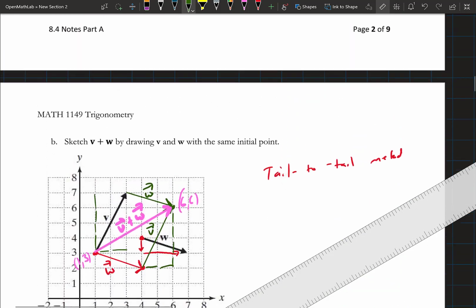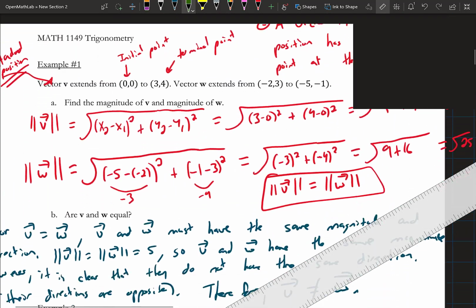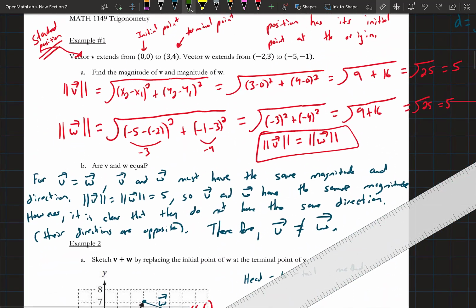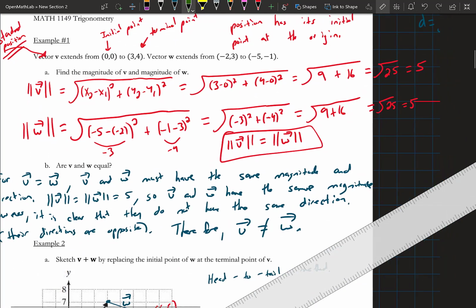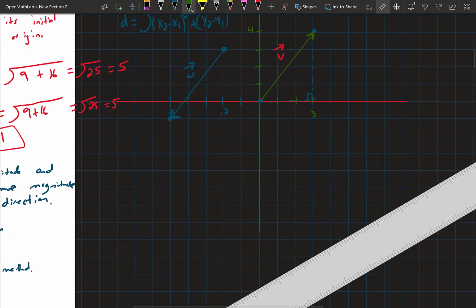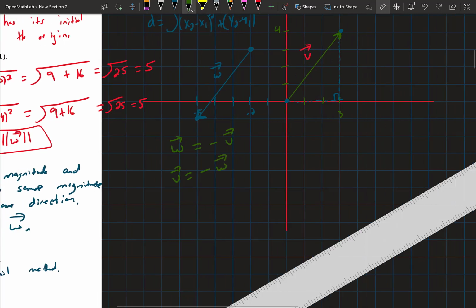Right. In other words, if we come back up to example 1, it's actually true that vector w is equal to negative vector v, and vector v is equal to negative vector w. Right. These are actually opposites of each other. So they have the same magnitude, and they have the same slope. But the difference is they're pointing in the opposite directions.